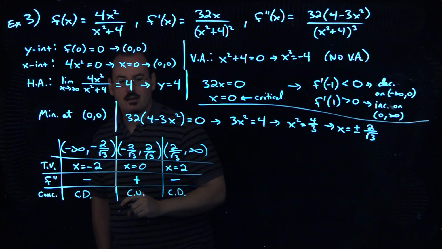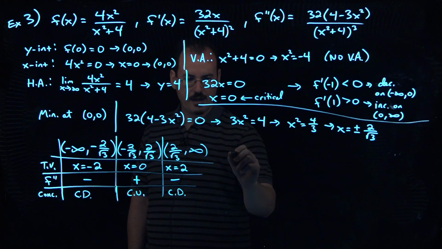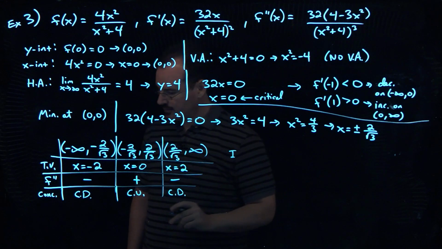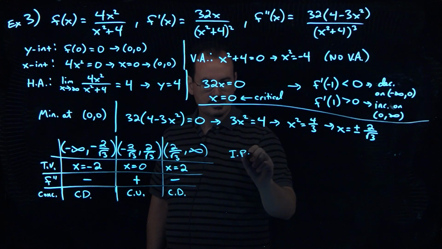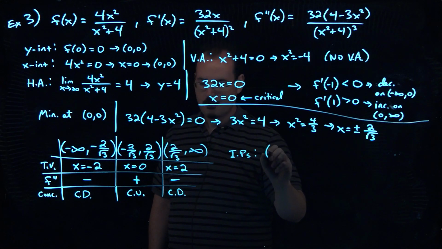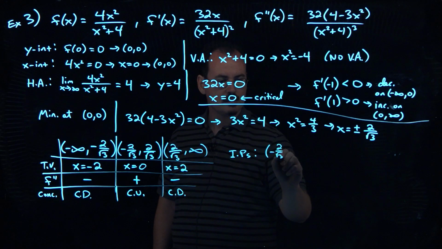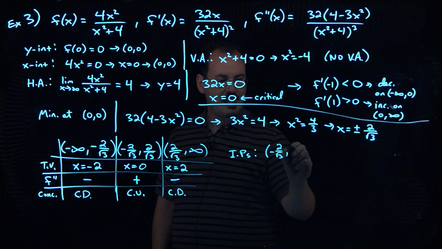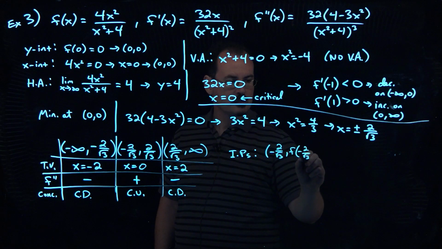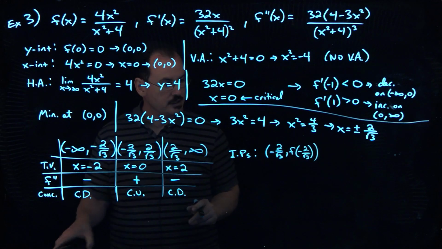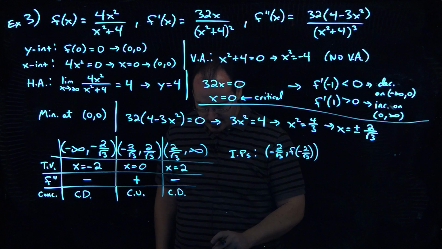So notice we do have 2 inflection points here. They are at, actually let me, I'll have to squeeze the graph down here. 2 inflection points at minus 2 over root 3, and then f of that, f of minus 2 over root 3, and we're going to have to plug that into the function. So remember, f of means right back here in the original function.